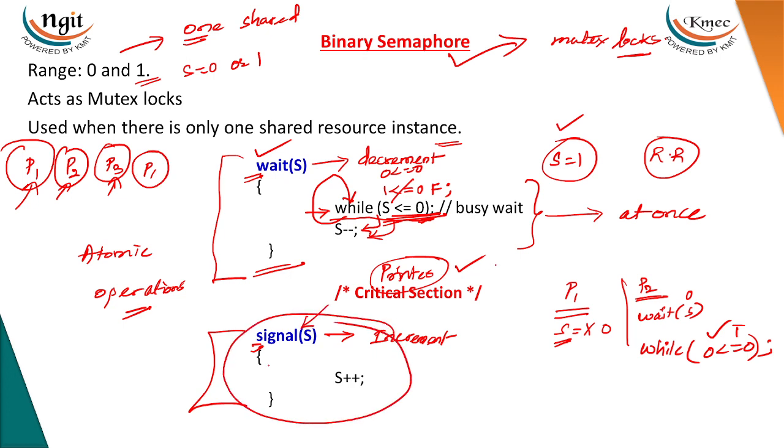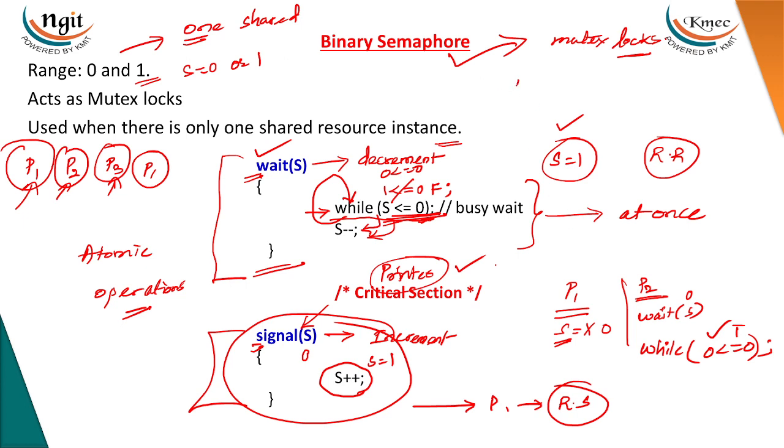Signal is also an atomic function. In the signal, the value of s is equal to 0. Now we are incrementing the s value to 1, and p1 will leave and execute its remainder section.